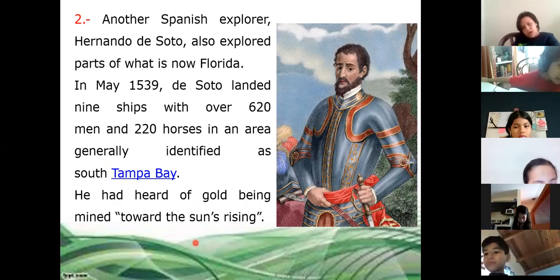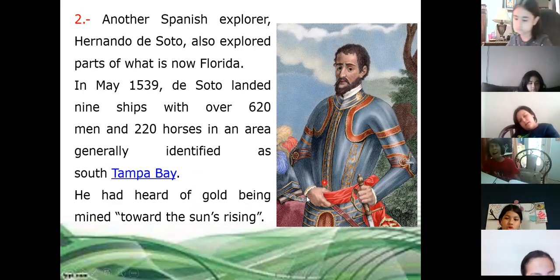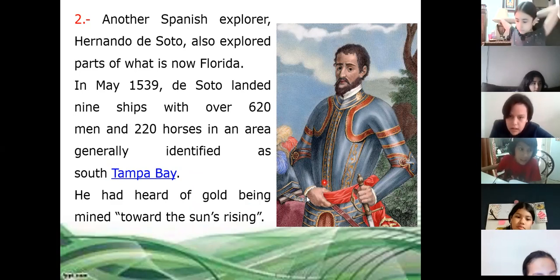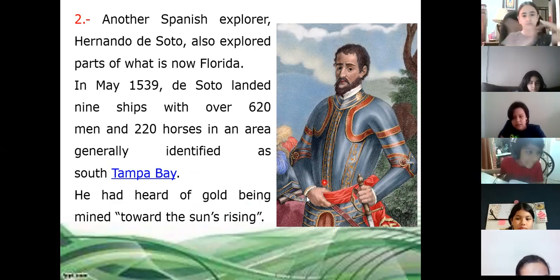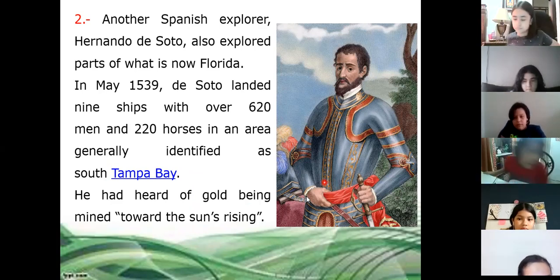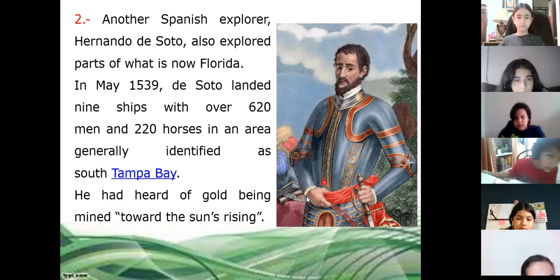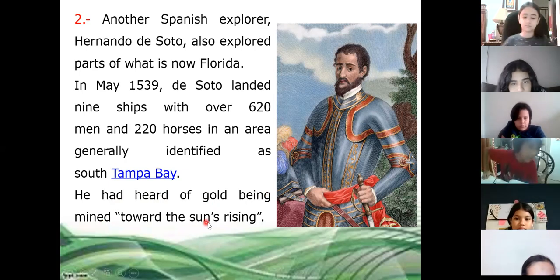Excellent. So what is the name of the second Spanish explorer, class? Hernando de Soto. Hernando de Soto, that's right. Now, in which year was Hernando de Soto coming? 1,539. 1539. What was he seeking, what was he looking for? The gold. Yes, he heard of gold being mined toward the sun's rise.